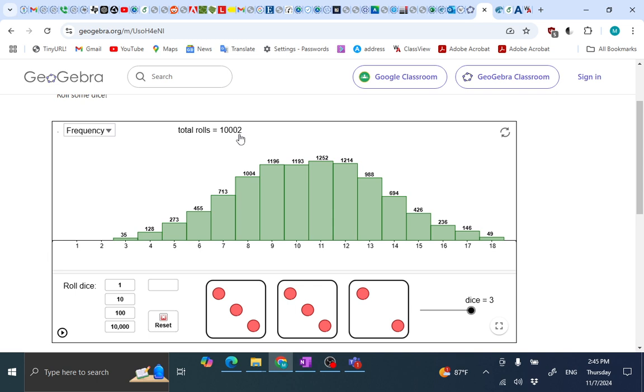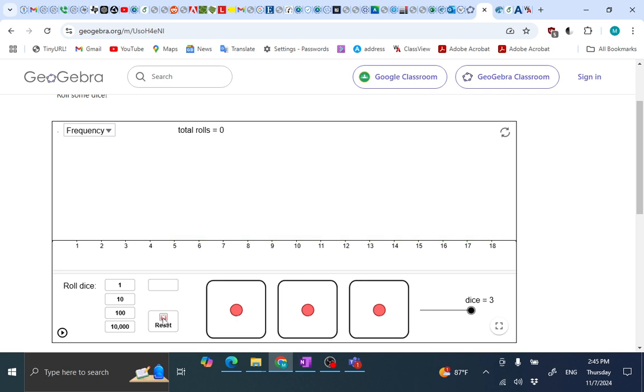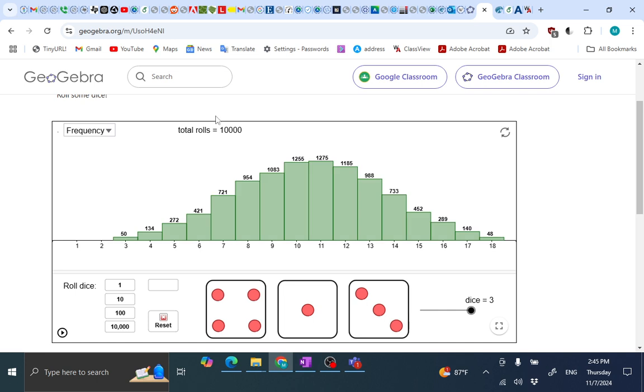I have 128 times it landed to be 4 out of 10,002 times. To make the numbers kind of round, let's reset this thing, and I'm going to throw it 10,000 times. So I have 10,000 experiments I have done here, and 4 landed 134 times. So 134 divided by 10,000, what is that?